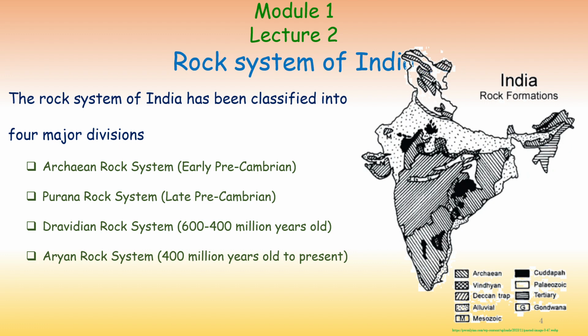The rock system of India has been classified into four major divisions which are Archean rock system, Purana rock system, Dravidian rock system, Aryan rock system. These four rock systems are further sub-classified which we will study through the subsequent slides.